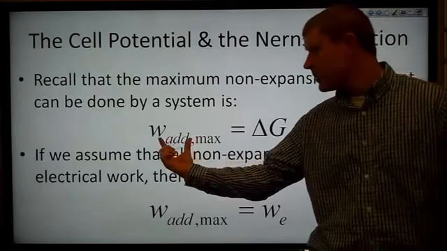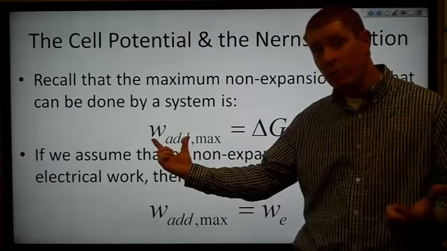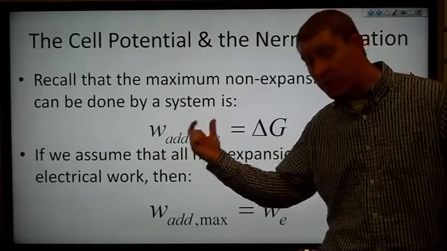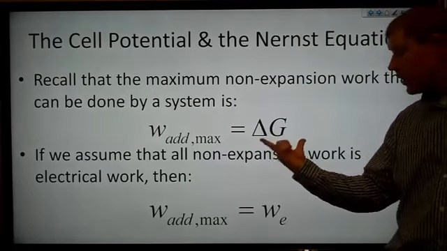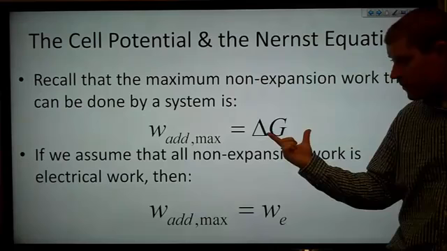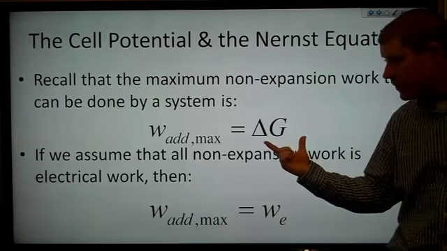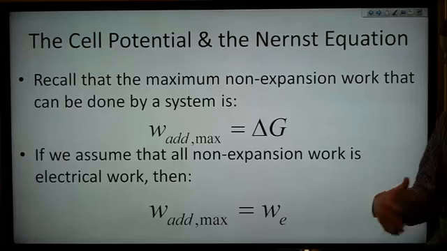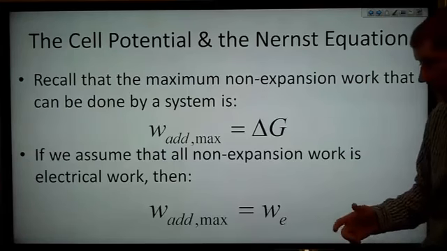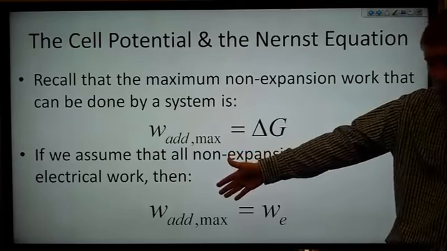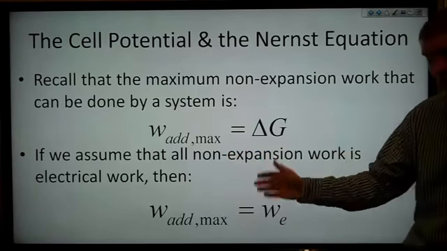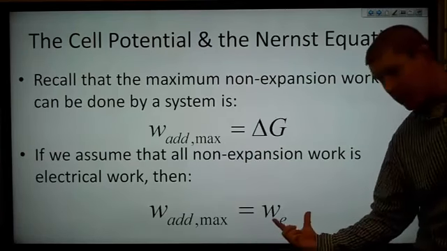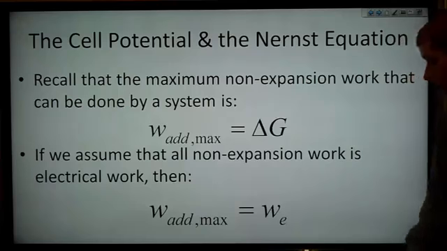So this is the additional work, so non-PV work is what we're talking about here. The maximum amount of non-PV work we can do is equal to delta G. So the change in Gibbs energy. So if we assume that all non-expansion work is electrical work, so we have no other kinds of work going on, then the maximum additional work is equal to W_e, where W_e is the maximum amount of electrical work we can do.